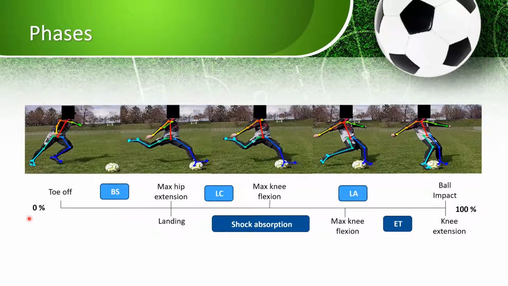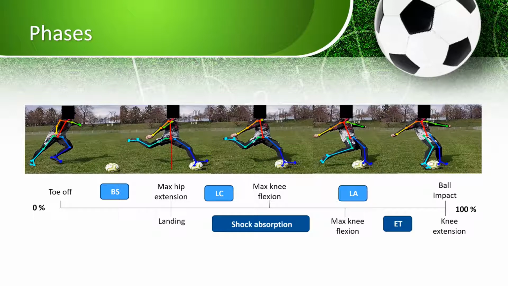Okay, before going to the actual data analysis, let me explain what kicking is in general. So what's gonna happen when you kick the ball? Usually when you kick the ball with the right leg, you leave the ground with the right leg like this. It's called a toe off or foot off or whatever. And what's gonna happen afterward is maximum hip extension, which means that you extend the hip maximally.